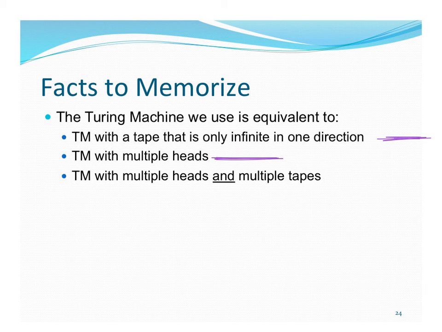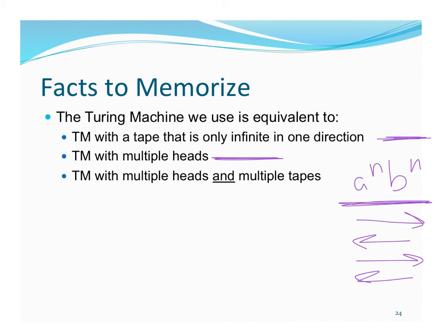You could also have a Turing machine that has lots of heads on it, right? So you have maybe one tape head and then another tape head that you can move independently. And the nice thing about that is that whether a string is in the language A to the n, B to the n is easier to check because you don't have to keep zooming back and forth to check everything, right? And it's also equivalent to a Turing machine with multiple heads and multiple tapes. So you can actually have multiple infinite tapes. You don't get any more power from having multiple infinite tapes, okay?